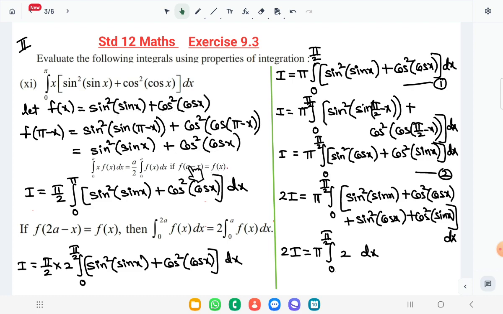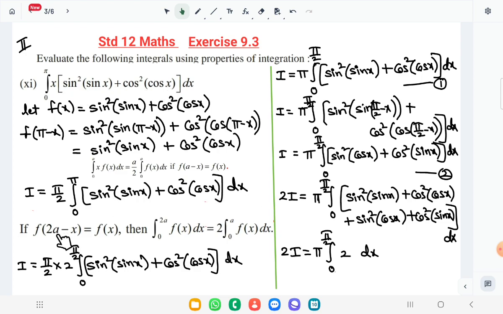So since this condition satisfies, we can remove the x in the integral. We get a by 2, which means half of a. So what is the integral here? Pi, so pi by 2, half of that, integral 0 to pi, and f of x. After removing x, the remaining function is sine square of sine x plus cos square of cos x dx.